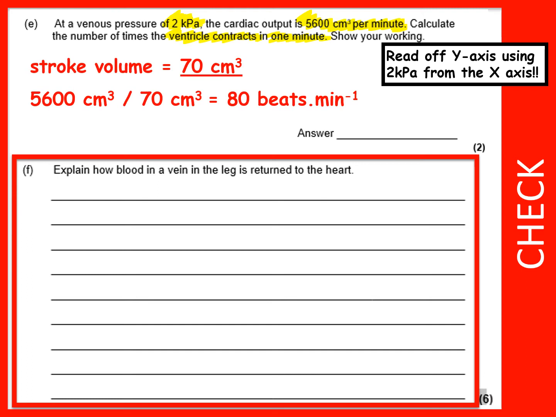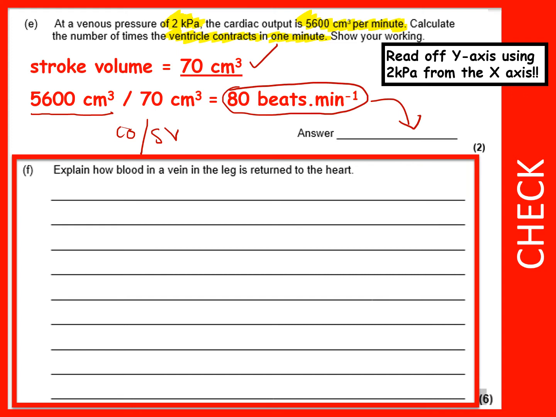So if we look at the answer then, we know the stroke volume because we got that from the graph. 5,600 centimetre cubed is the cardiac output per minute, divided by 70 centimetre cubed. Okay, so the cardiac output divided by the stroke volume gives us 80 beats per minute, and obviously that's going to be our answer for 2 marks.